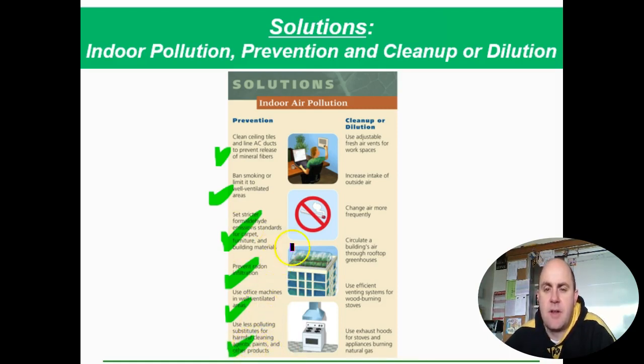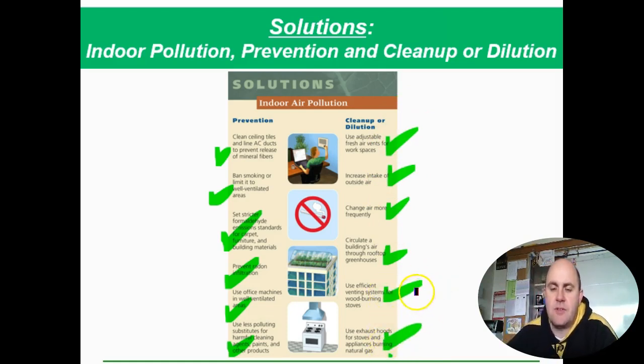Once it's in there, how do you clean it up? You've got to circulate the air. You've got to clean it out more. You've got to change the air out more frequently. You have to bring in outside air. You have to use adjustable air vents. You have to use more efficient stoves. You need to use exhaust hoods when you're cooking, things like that. Just more air transfer, basically.